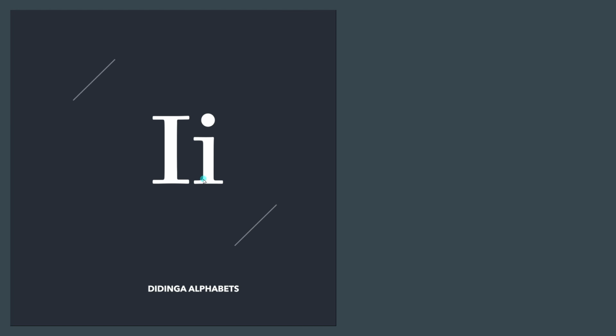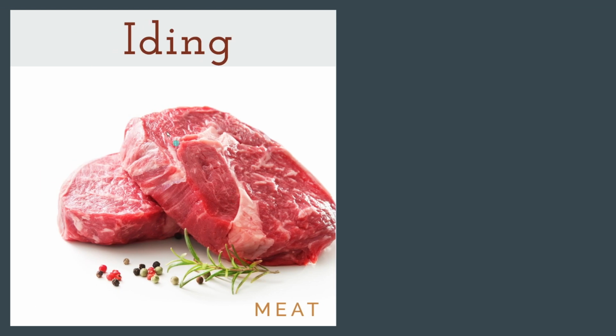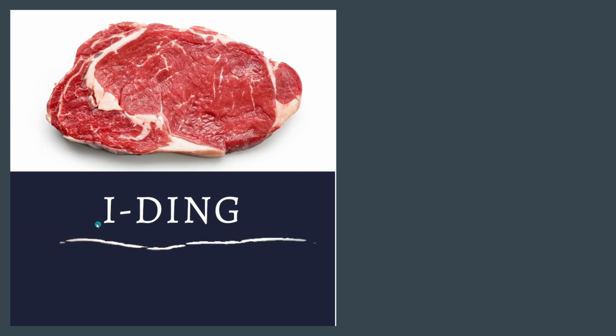Next is abacha E, not I. They don't pronounce this alphabet as E. It's a vowel, as in iding. Meat is called iding in Didinga. Remember that. How you pronounce that is literally isolate the vowel and say ding. E, ding. All together, iding.